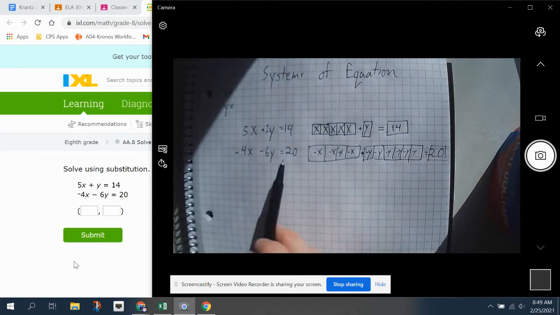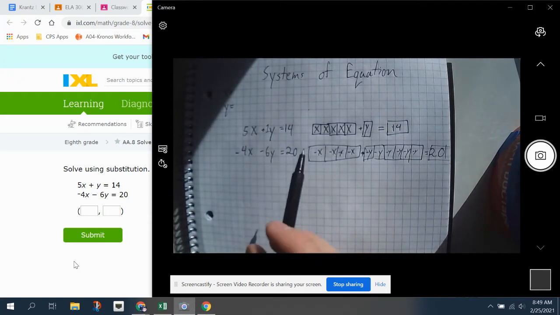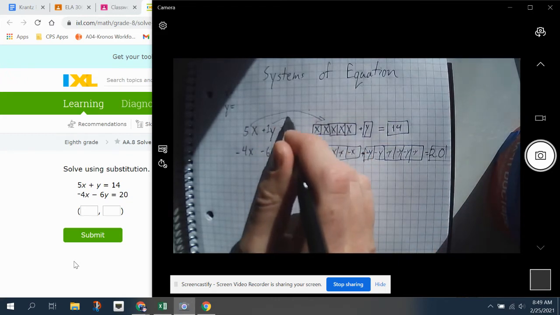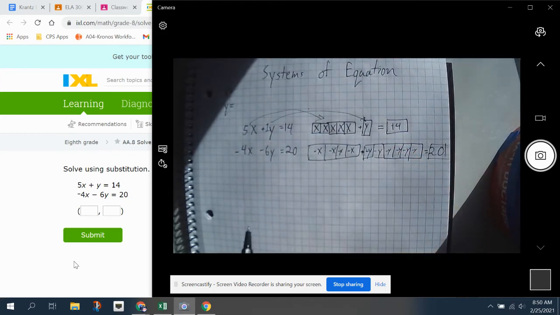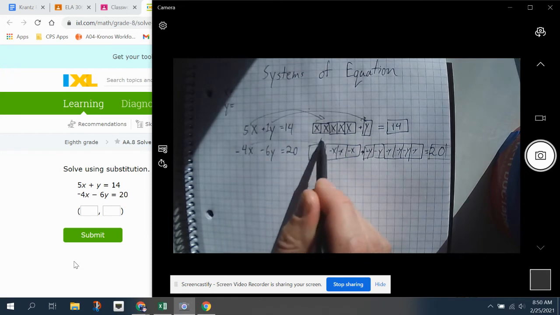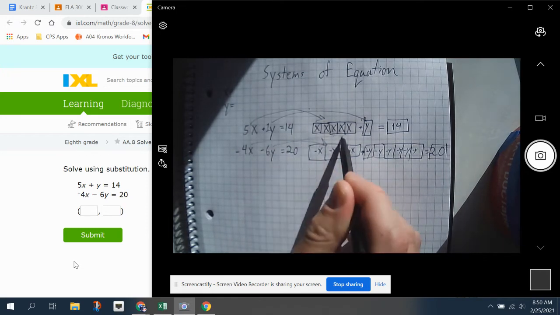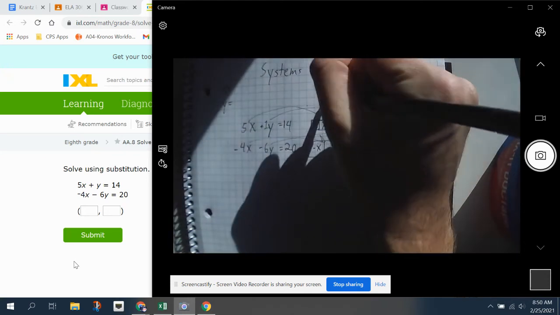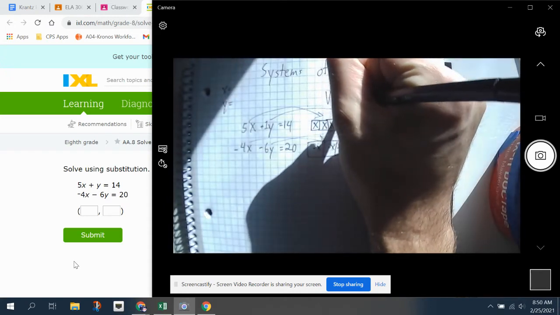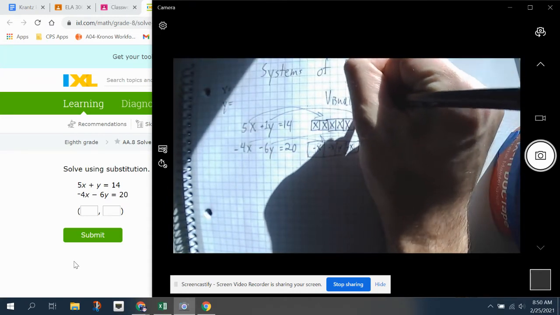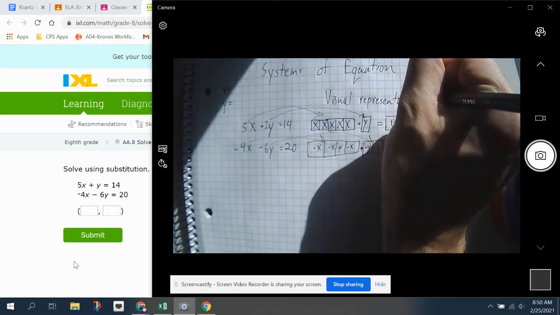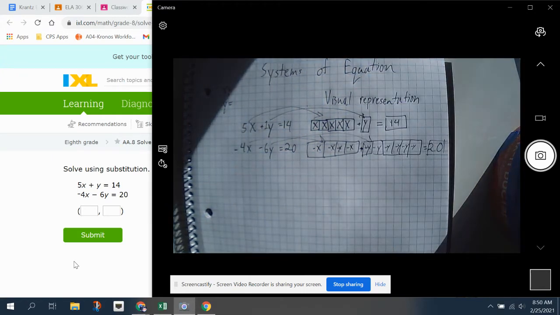So this is how you would visually draw out this equation, with the 5 x's being right here and the 1y being right here. And then on this side, the negative 4 x's being right here and the negative 6 y's being right here. That's just the visual representation. All right, now let's continue on with the substitution method.